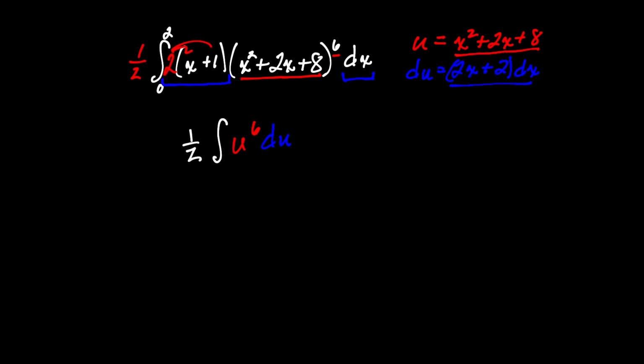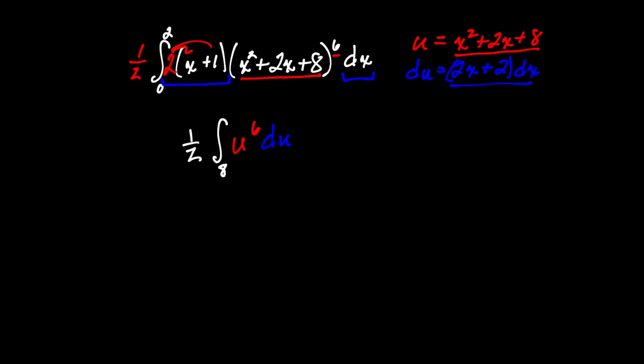Now notice I did not put 0 and 2 here because 0 and 2 went with the x's. So I have to change these numbers from 0 and 2. And the way we do that is we say, well, what is x equal to? Well, here it's equal to 0. So in u's, I come back over here. What is 0 squared plus 2 times 0 plus 8? Well, that would make my lower bound be 8.